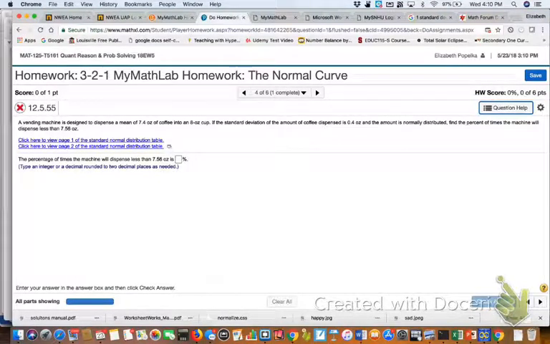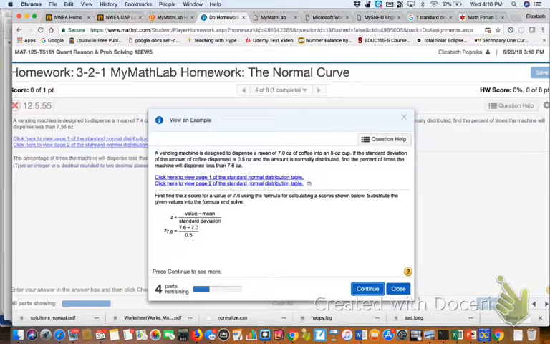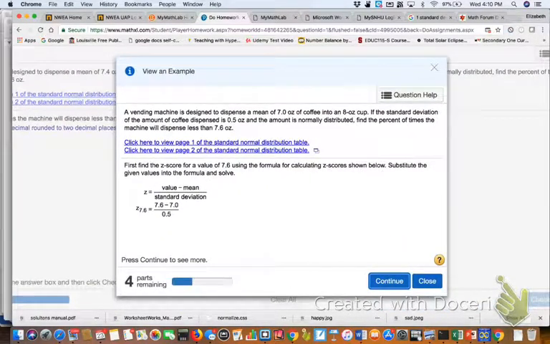Hey guys, had a lot of questions about the 12.5.55 homework question, so I thought it would be a good idea for me to go here to question help and view an example and break that example down for you a little bit more, and then in case you've never used it, walk you through the help me solve this problem too. Well, I'll get to that in a second.